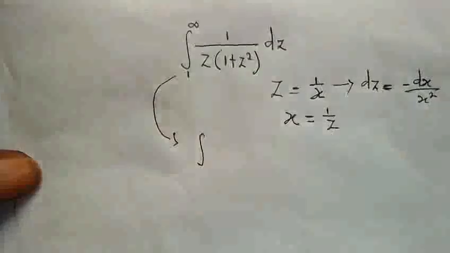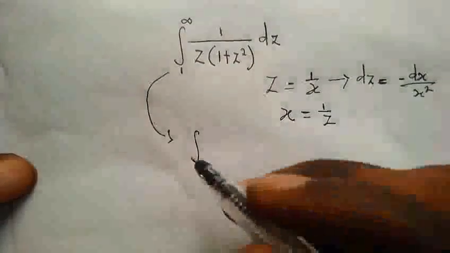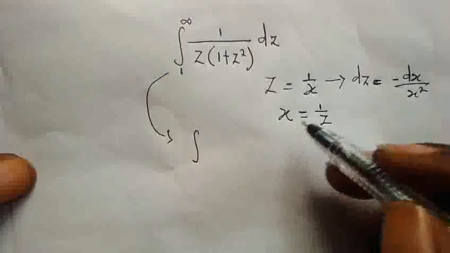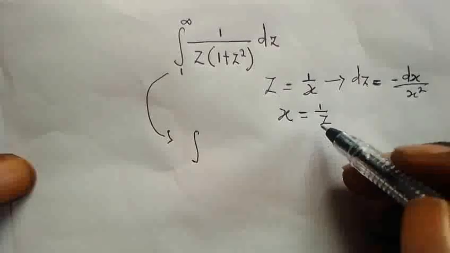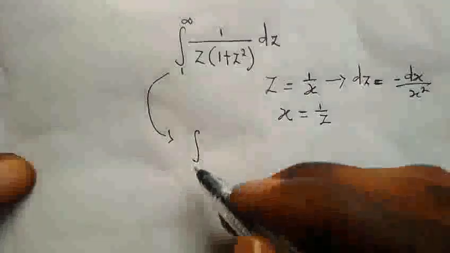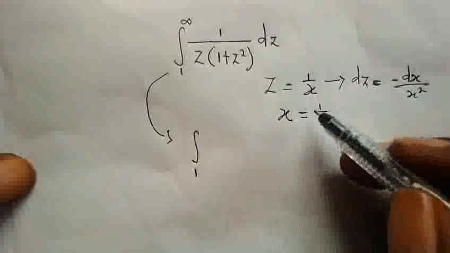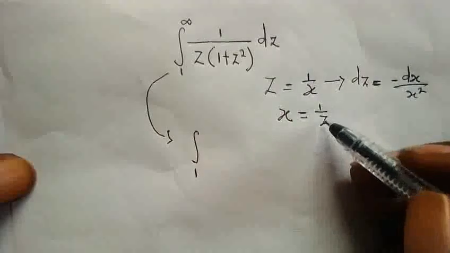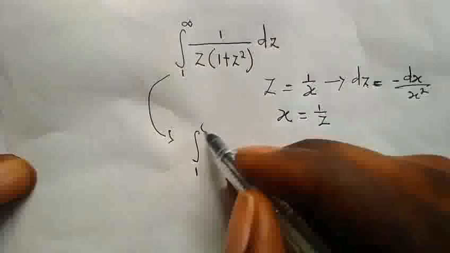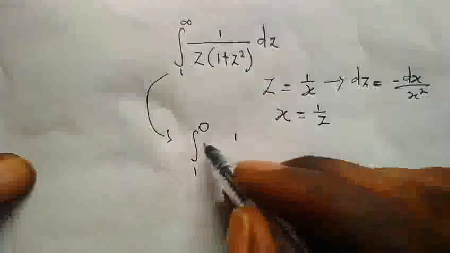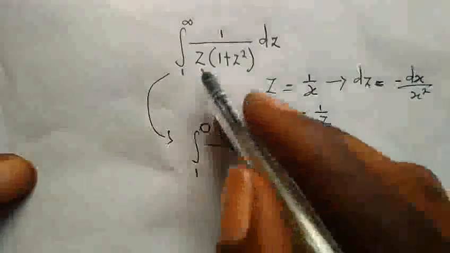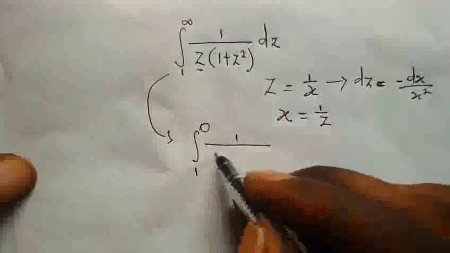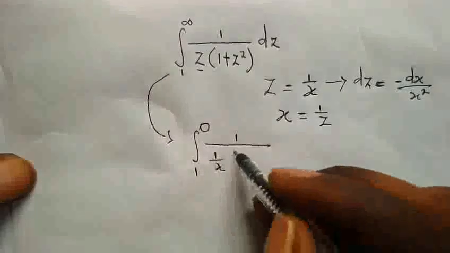Our lower limit, remember here we have x equal to 1 over z. When z is equal to 1, we get 1 all over 1, and that is equal to 1. And when z is equal to infinity, 1 over infinity tends to 0, so we have here 0.